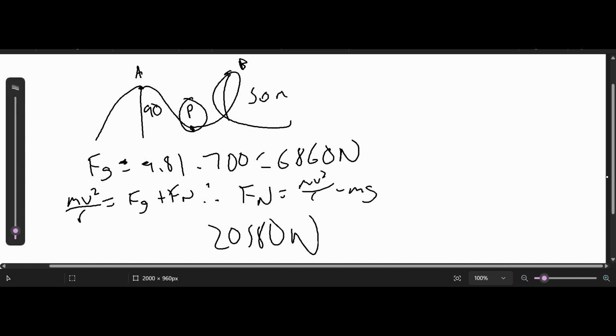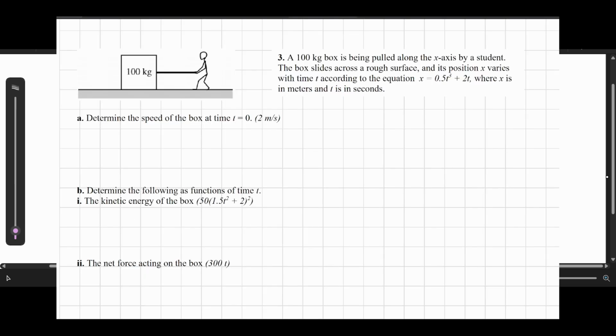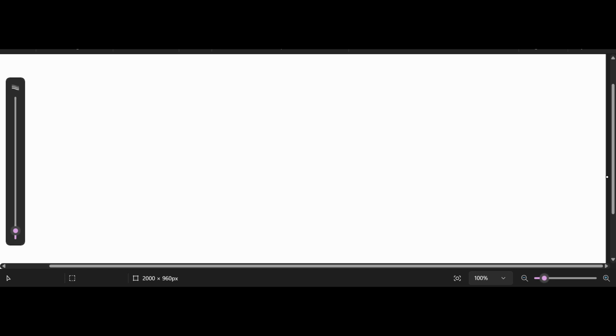Okay. Next question. Number 3. So this is 4 parts. So you got this guy pulling a 100-kilogram box, right? And yeah, we're just doing some basic differentiating. Okay, whatever. Derivatives. I'm too tired for this. It's 11:13, man. So A wants you to determine the speed of the box at time t equals 0, right?